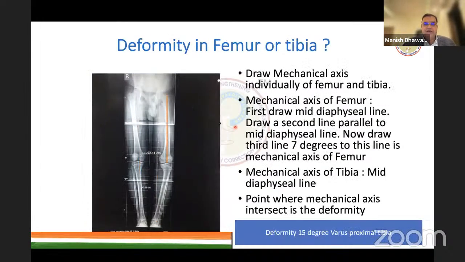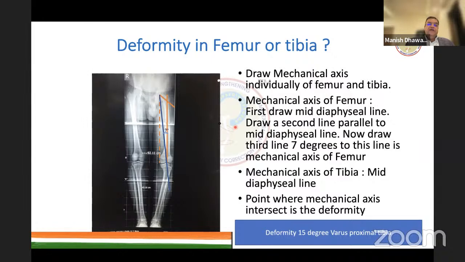Now there is a method to find this if I have to do mechanical axis planning. I have a method to draw the mechanical axis of the femur. What we do is draw the mid-diaphyseal line, and then drop a line parallel to the mid-diaphyseal line from the center of the head. From this line, if you draw a 7-degree line downwards, it is the mechanical axis of the femur. So first draw the anatomical axis line of the femur, draw a line parallel to it from the center of the head, and from this line you draw a 7-degree line downwards. This is the mechanical axis of the femur.